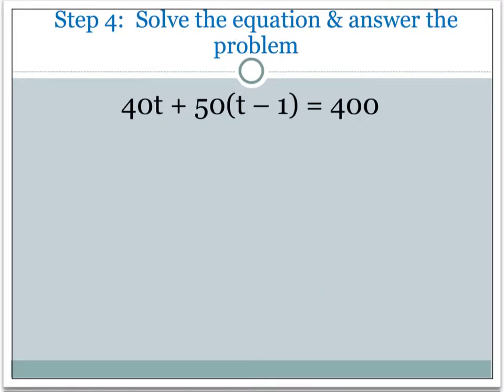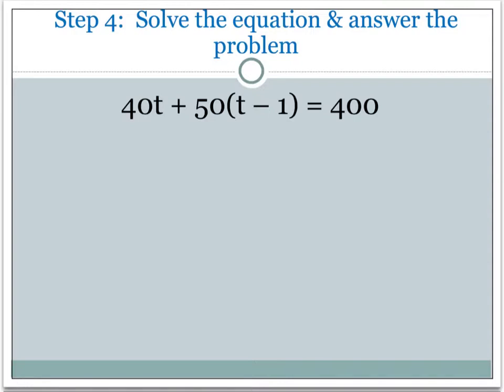We end up with Maria traveling 40 times her t hours plus Matt traveling 50 kilometers per hour times his t minus 1 hours, and we know that they must equal the 400 total kilometers. So now that we have this equation, we can go ahead and start solving this. Now remember, we're going to solve this just like we would solve any equation.